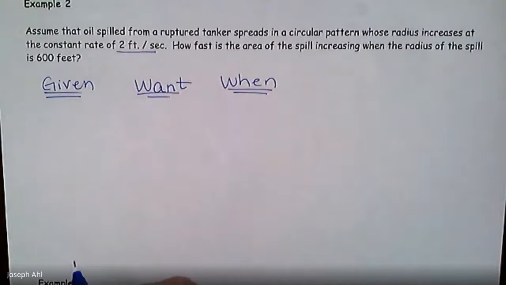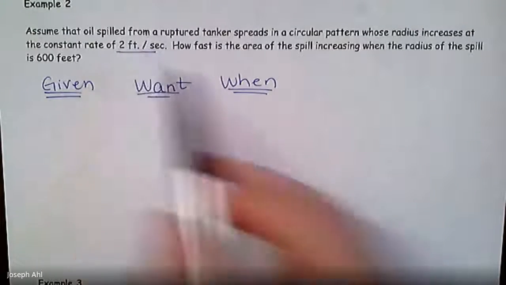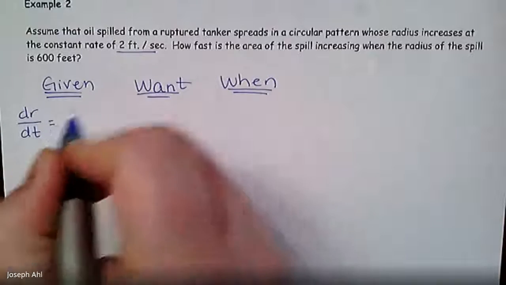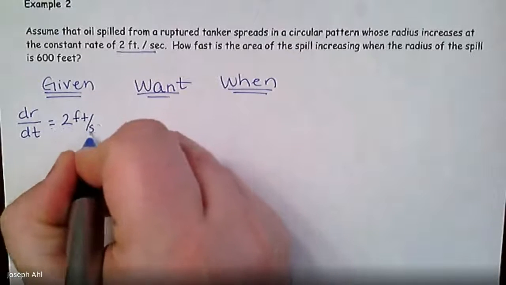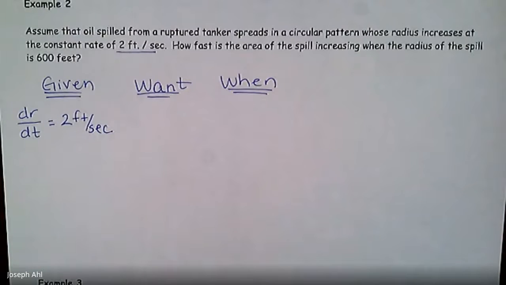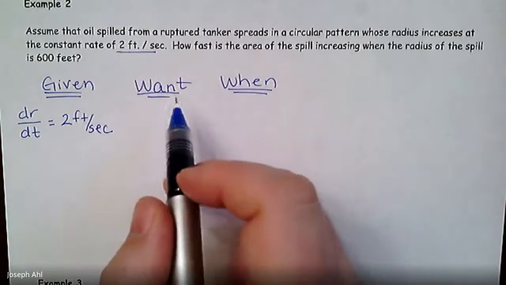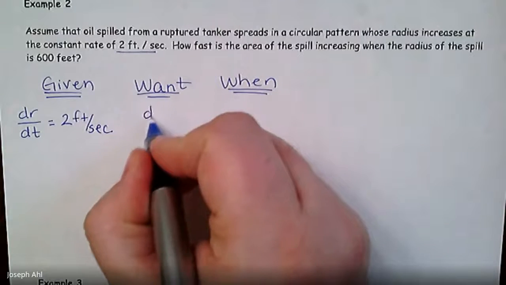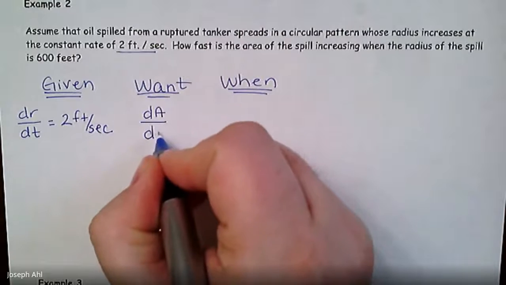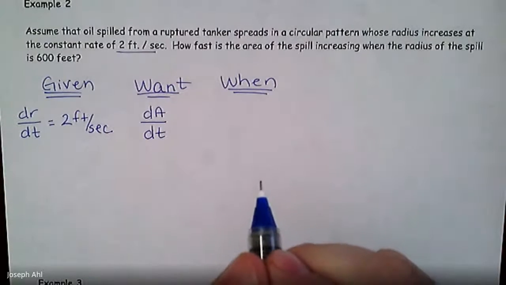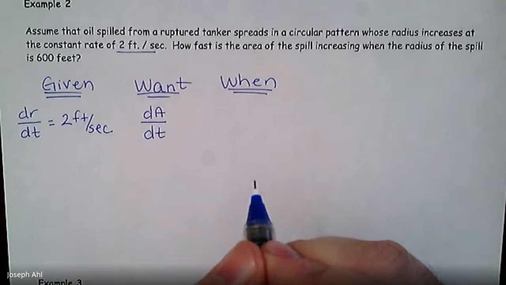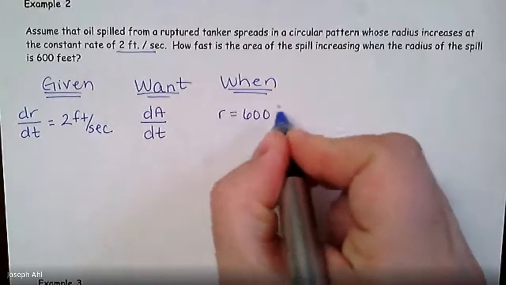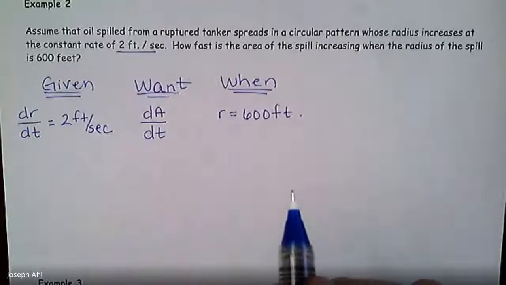So what are we given? We are given the rate at which the radius is increasing. So we're given that dr/dt is equal to 2 feet per second. What we want in the end is how fast the area is increasing. So we want to figure out the rate that the area is increasing with respect to time. So we want dA/dt, specifically when the radius of the spill is 600 feet.